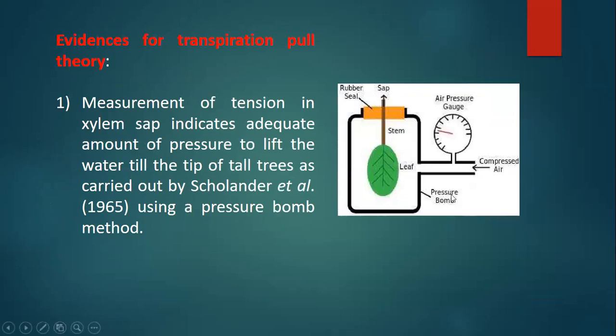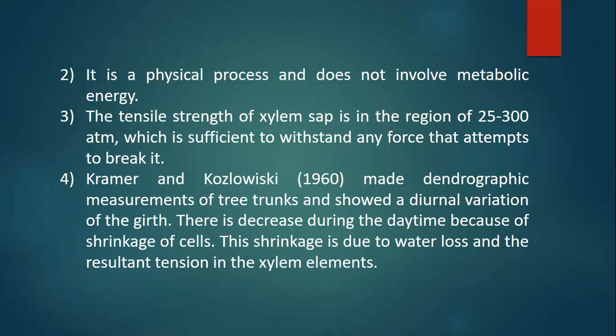Well, there are several evidences for the transpiration pull in plants. The first one is the measurement of tension in xylem sap, which indicates an adequate amount of pressure to lift the water to the tip of tall trees, as carried out by Scholander using a pressure bomb method. It is a physical process and does not involve metabolic energy. The tensile strength of xylem sap is in the region of 25 to 300 atmospheres, which is sufficient to withstand any force that attempts to break it.